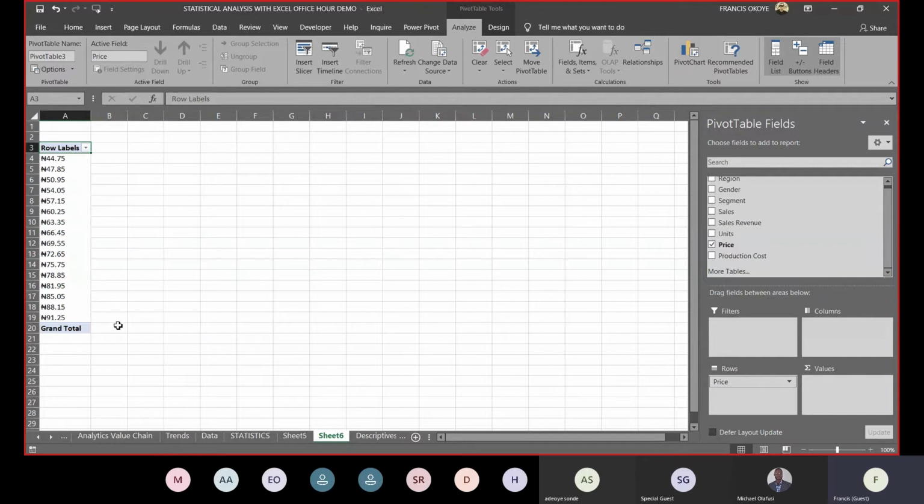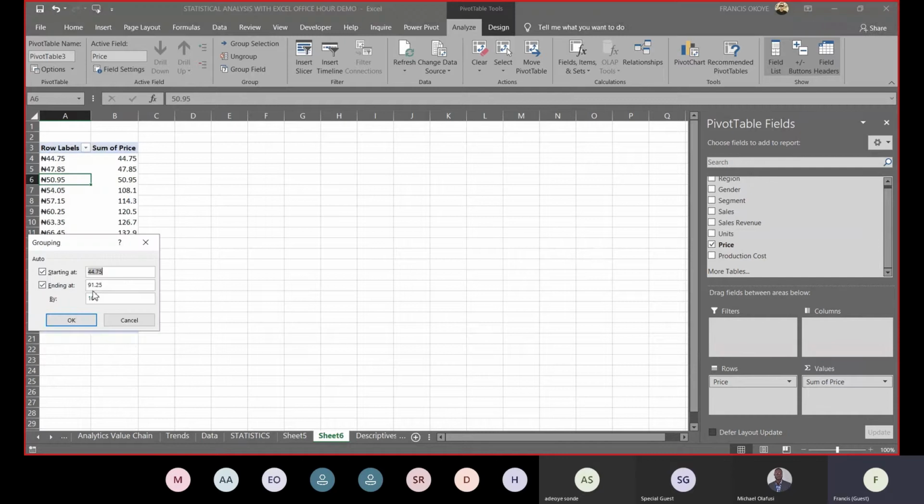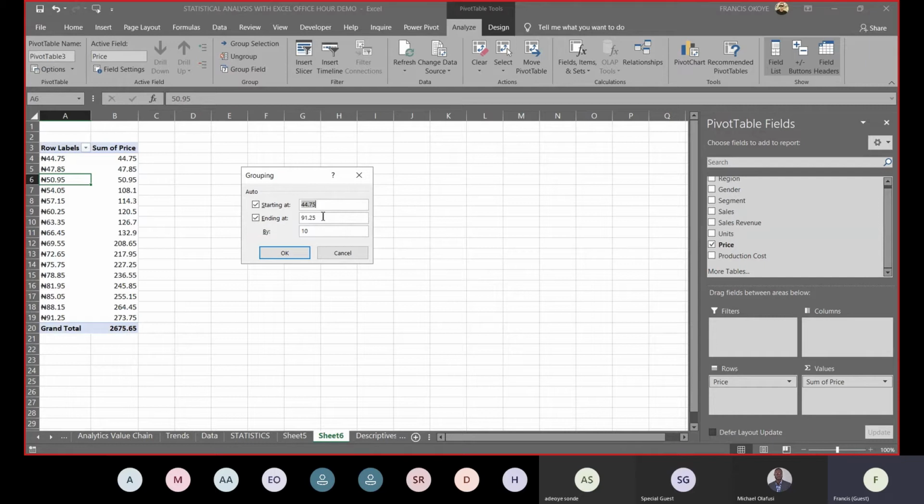So let me pick my price and drop the price there. In terms of grouping, I can right click there and group. So how do I want to group it? Let's say the lowest price between 40 and maybe 92, with an interval of 10. And all I have done is grouped the data.